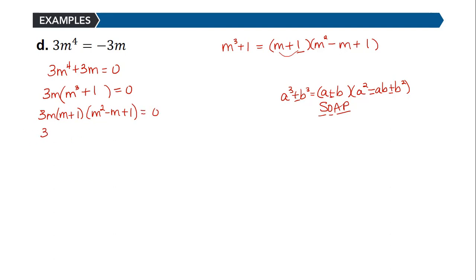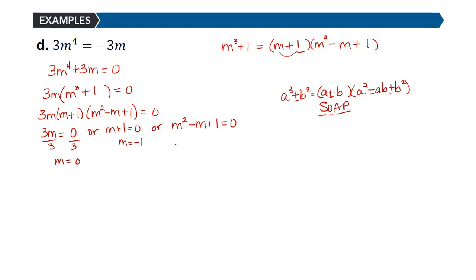Now I can set each of my factors equal to 0. So 3m equals 0, or m plus 1 is equal to 0, or m squared minus m plus 1 equals 0. Dividing by 3, I get m is equal to 0. Subtracting 1 from each side, I get m is equal to negative 1. And then I have to solve m squared minus m plus 1 equals 0. The problem is this doesn't factor because there are no factors of 1 that add up to be a negative 1. So I have to use a quadratic formula or some other means to solve this.